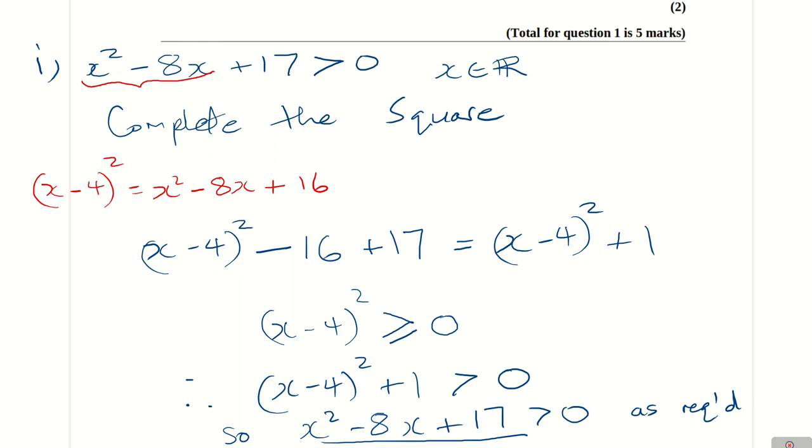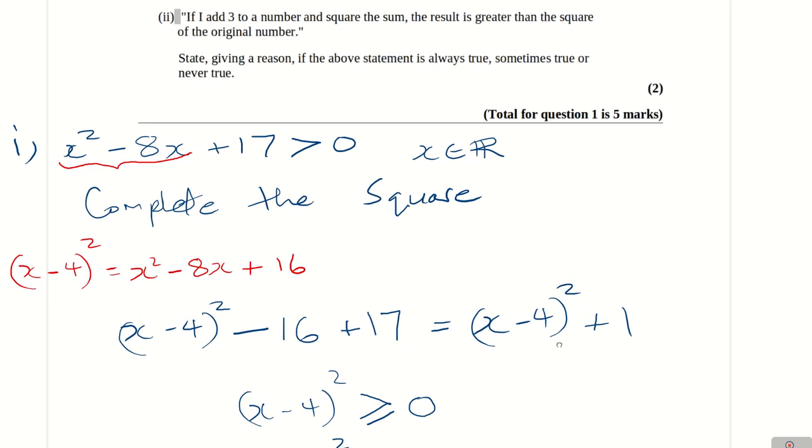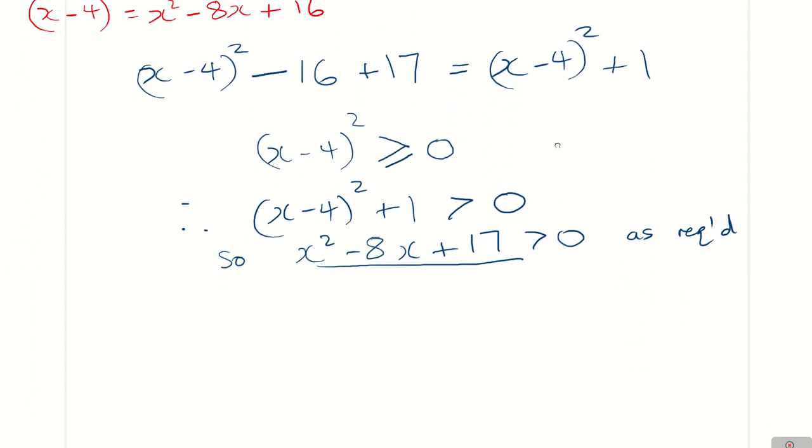Okay. Now let's just have a look at Part 2. If I add 3 to a number and square the sum, the result is greater than the square of the original number. And we've got to give reasons to say whether that statement's always true, sometimes true, or never true. So I'll write it out algebraically.